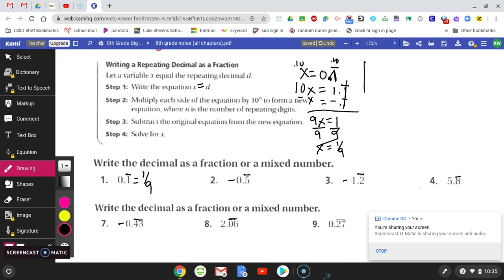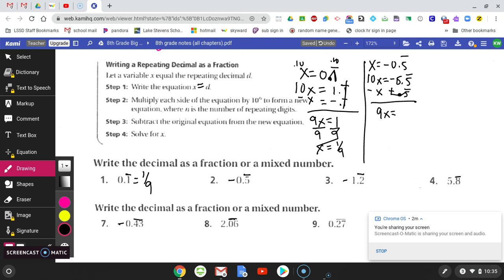So let's try number 2. First we write x is equal to our repeating decimal. Then we multiply by 10 because there's one digit that's repeating. When we multiply by 10, that moves the decimal over one place, so we have negative 5.5 repeating. And now we subtract the original equation: minus an x, and then minus a negative, which is the same thing as plus a positive 0.5 repeating. So 10x minus x is 9x.